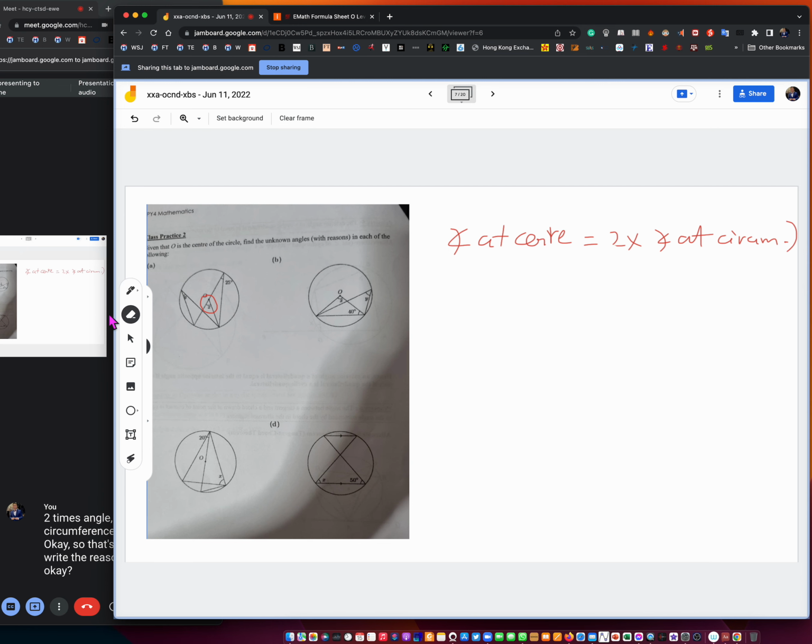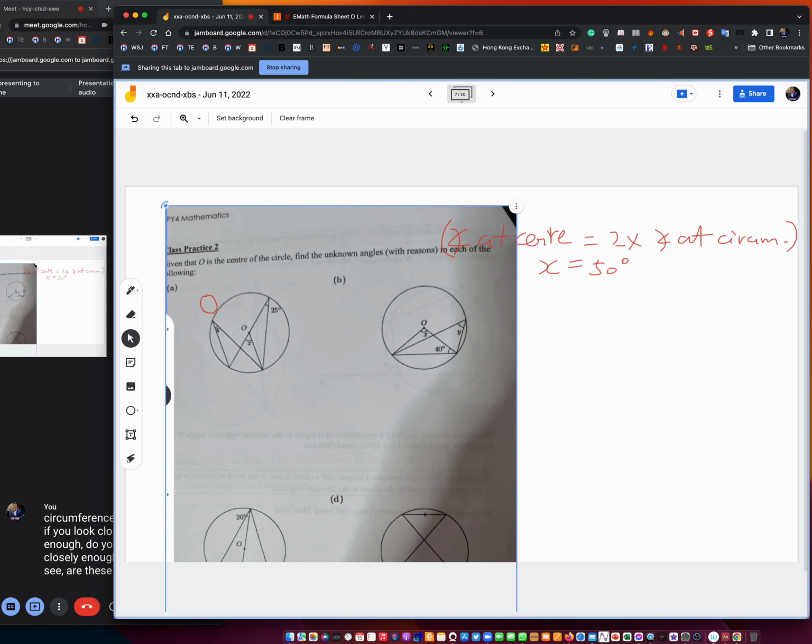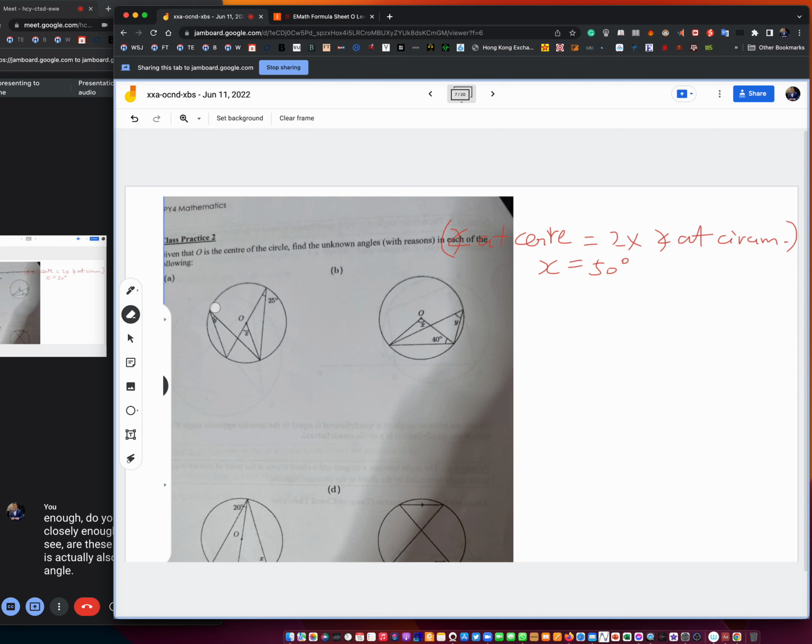And in fact, you have to write the reason. So therefore, your x should be 50, right? And in fact, y is the angle at the circumference, if you look closely enough. This y is actually also the angle at the circumference. So this is the angle at center, which is 50. This is the angle at the circumference also.